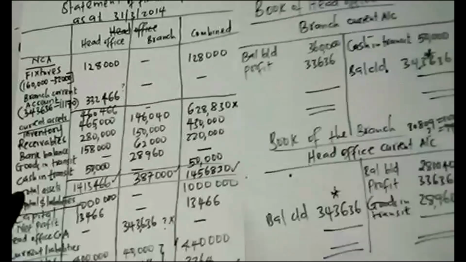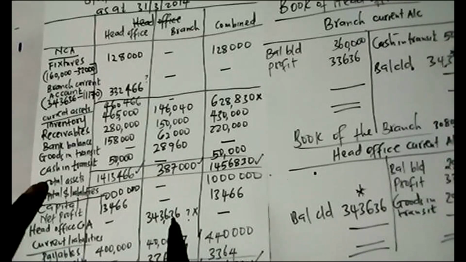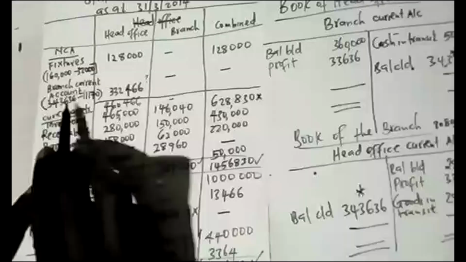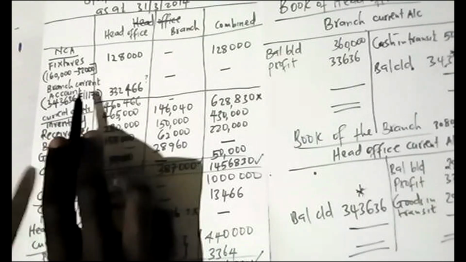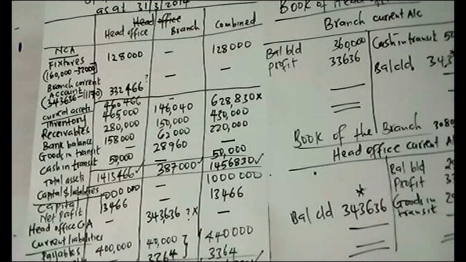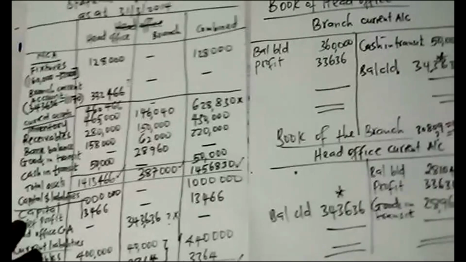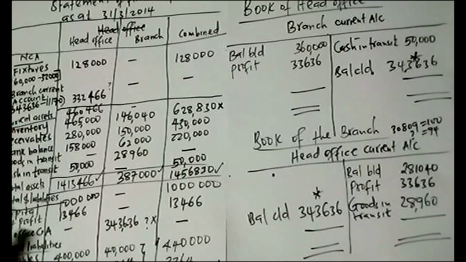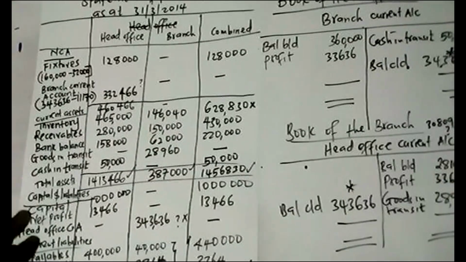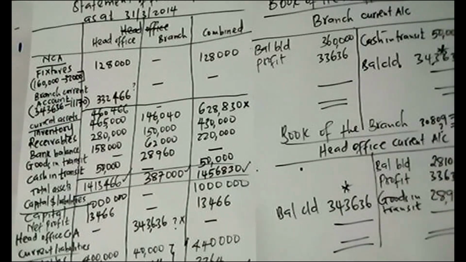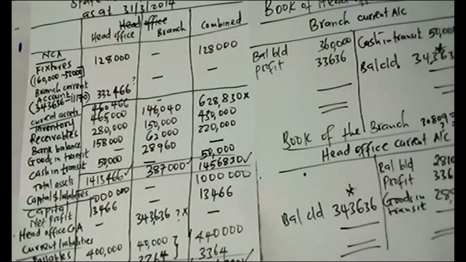And they are the same as the one we recorded here: 343,636. It's only under the branch current account that we have to reduce with the net profit, which was unrealized. That is how you are supposed to do this question generally, and that is what is required by the examiner when you are doing a question for local independent branches. That is the end of the question.